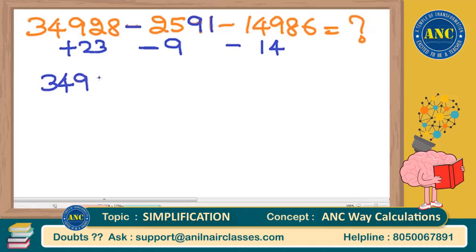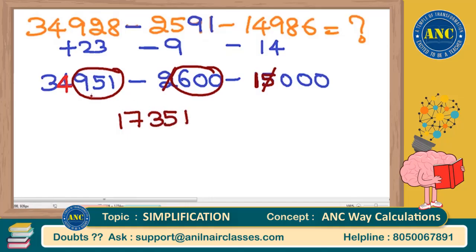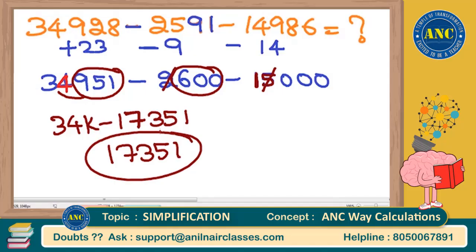This becomes 951 minus this 2600 minus this 15,000. Now same logic I will implement. From 34,000, if I remove 15,000, how much will I be left with? Or I can also do it like this, sir. Forget about 15,000. It is 10,000 and 5,000. 5,000 and 2,000 is 7,000, and you are left with this one extra. That means 951 minus 600 is 351. So this is 351, and then you are left with 17,000 and 34,000. 34,000 minus 17,000 is 17,351. I hope the idea is very, very clear, sir.